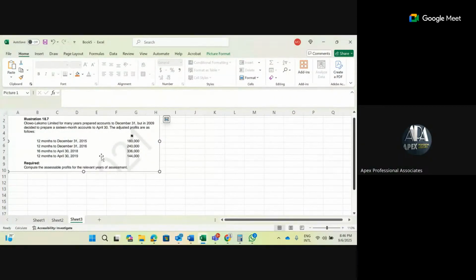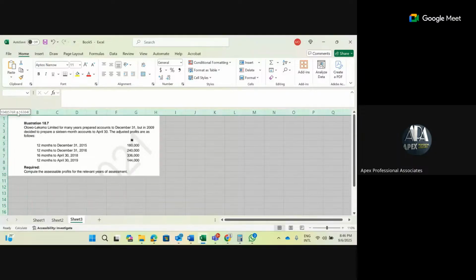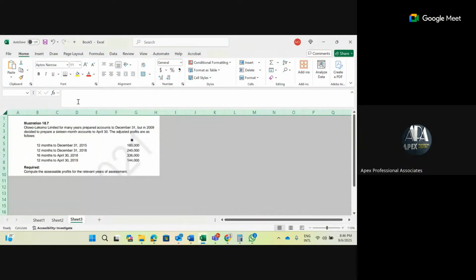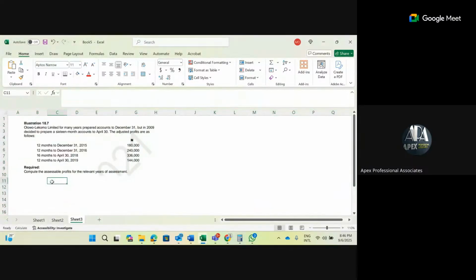Determine the year in which the company fails to make up its accounts to the normal year end. That is the first rule. Look at it: December 31, 2015, December 31, 2016. The next one should have been December 31, 2017. So the year that the company fails to make up its account to the normal year end is 2017.